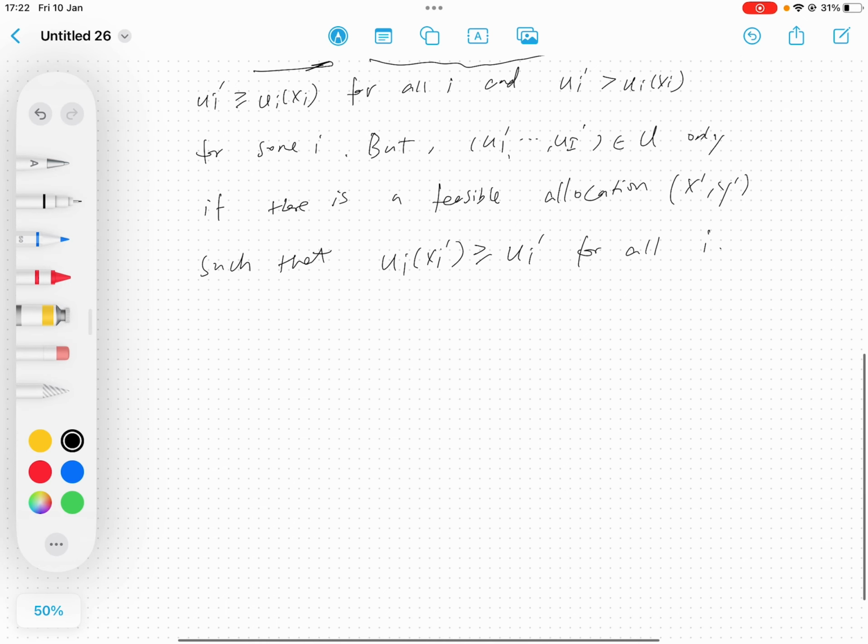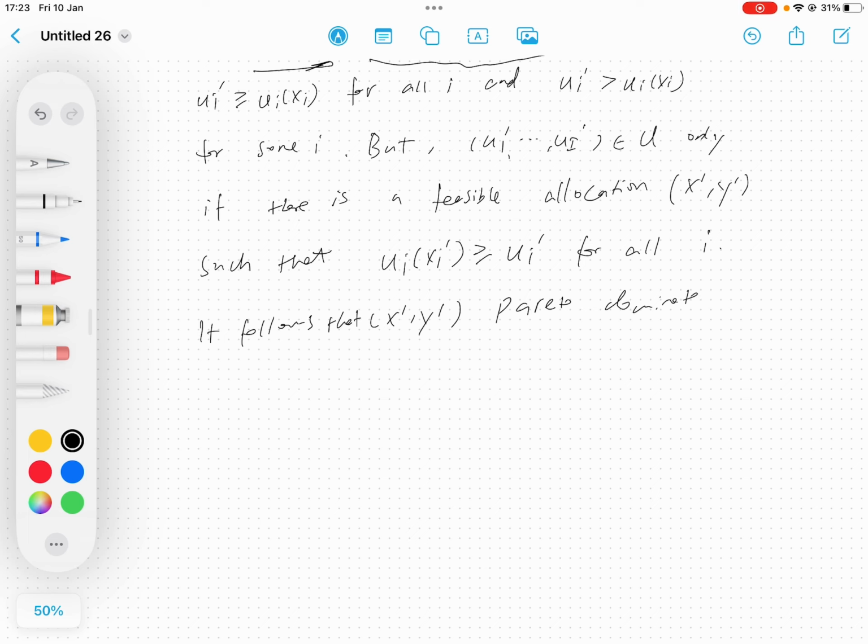And then it immediately follows that (x prime, y prime) Pareto dominates (x, y), right? Okay, good. So that would be this direction.